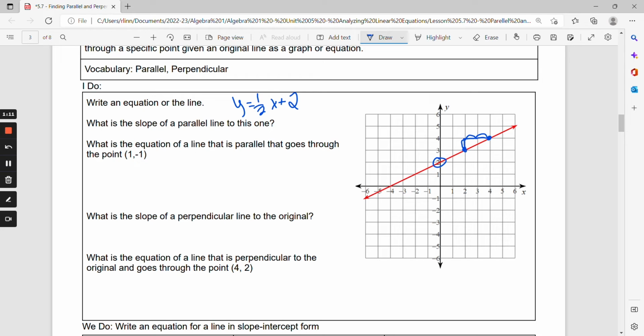Now the next question says I need to find the slope of a parallel line to that one. So a parallel line I know is going to be a line that does not ever touch that line. It's going to be at the same angle, something along the lines of that, and it's going to go on and on forever in both directions. Since it's at the same angle, I know it's going to have the same slope as the one before. So I know the slope of a parallel line is going to be 1/2.